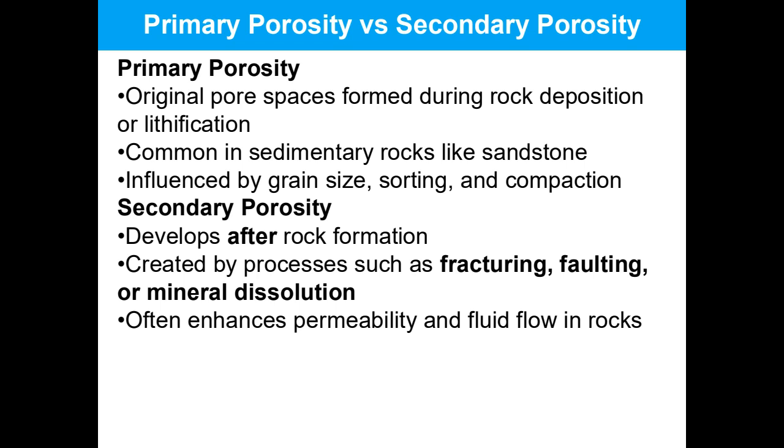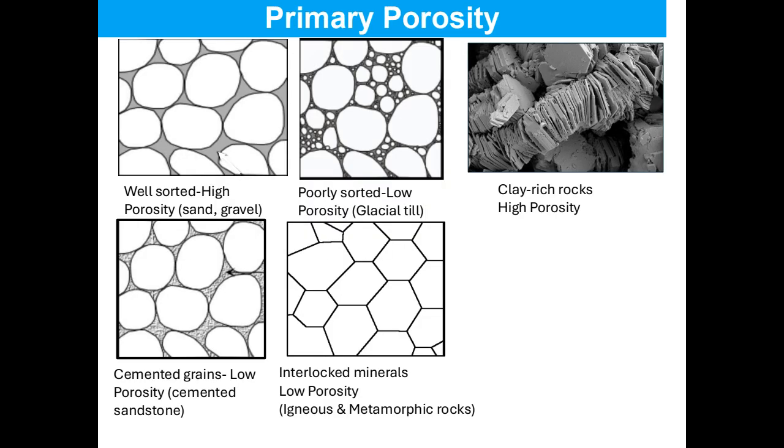Going back to the primary porosity, as I told you before, this porosity depends on how sorted the sediments are. So here the first one is well sorted, meaning simply that the grains are of the same size. When the grains are the same size, we say that the soil is well sorted. In this case, I can see here we have more porosity.